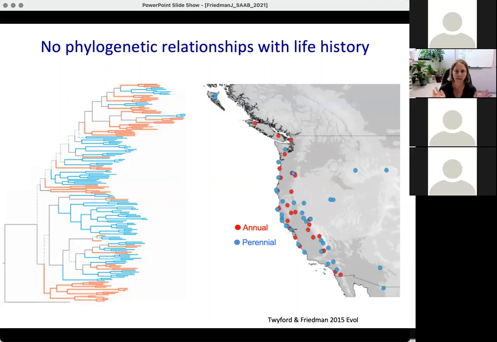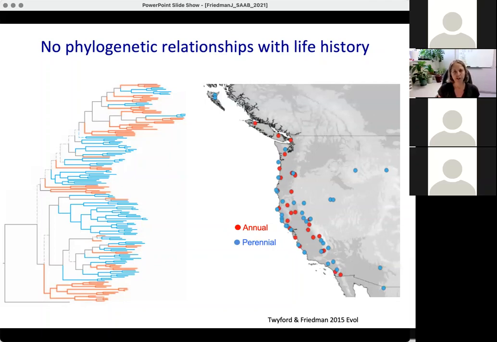So we do not find a single monophyletic annual and perennial clade. Really, they're interdigitated throughout the range. There does seem to be this one group here that is largely all perennial that I'll get back to in a minute, but otherwise they're really kind of going back and forth in this phylogeny.